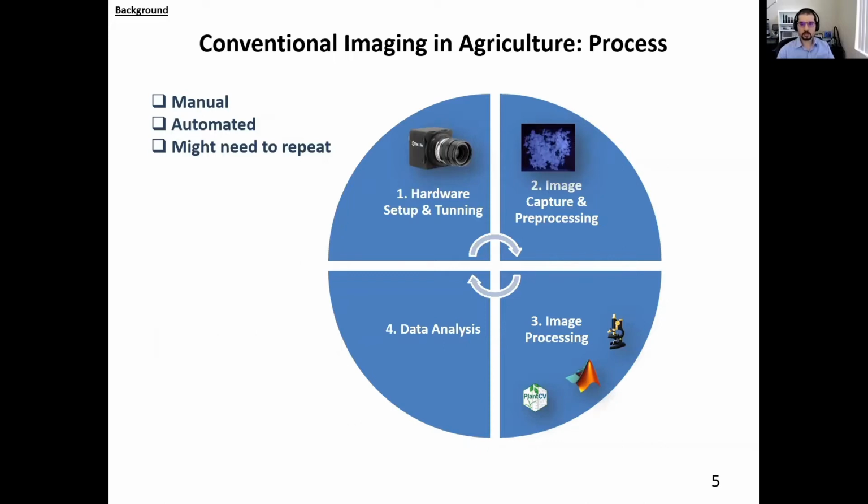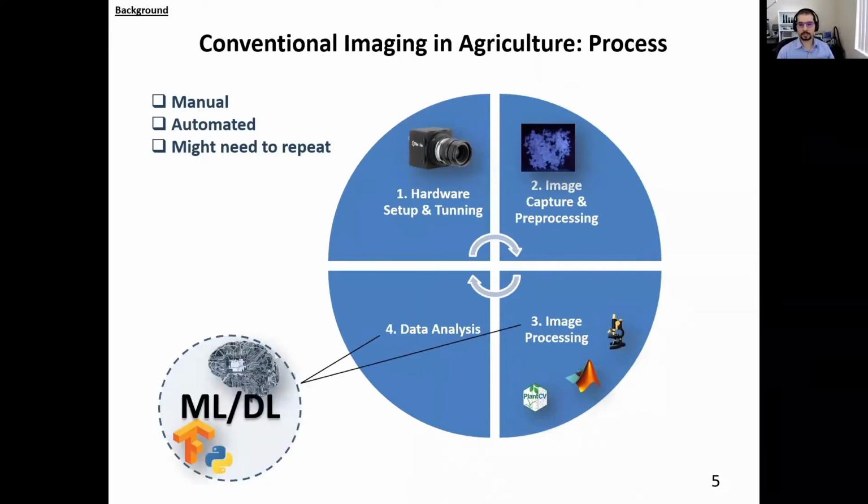Imaging in agriculture, in a conventional sense, we need to start by preparing the required hardware. This is how we do it. After preparing everything and tuning the hardware, we go to the field to capture images, then bring captured images back to the lab and process them using available software packages.